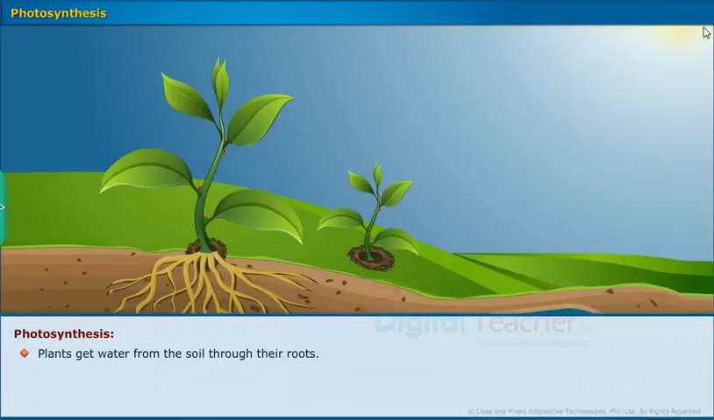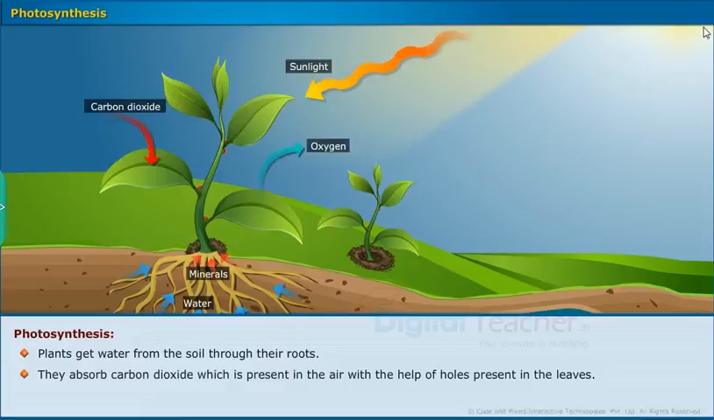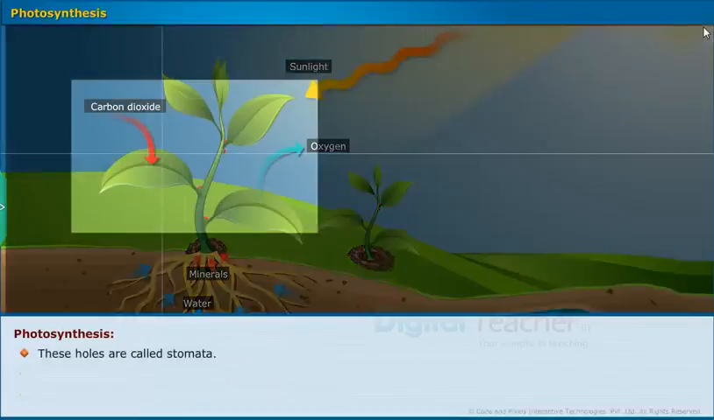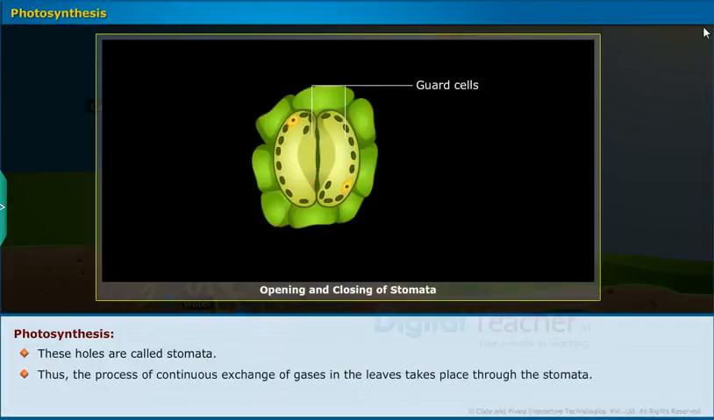Plants get water from the soil through their roots. They absorb carbon dioxide which is present in the air with the help of holes present in the leaves. These holes help in the process of exchanging of gases. These holes are called stomata. Thus, the process of continuous exchange of gases in the leaves takes place through the stomata.